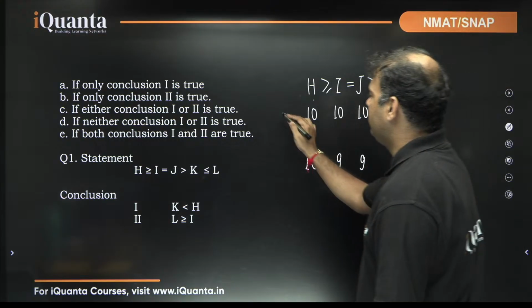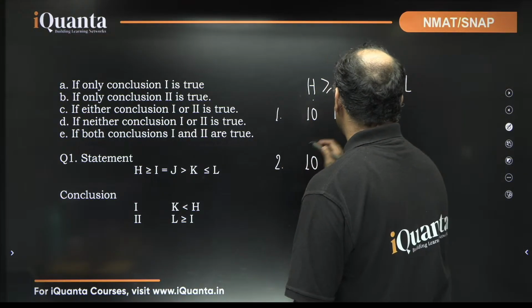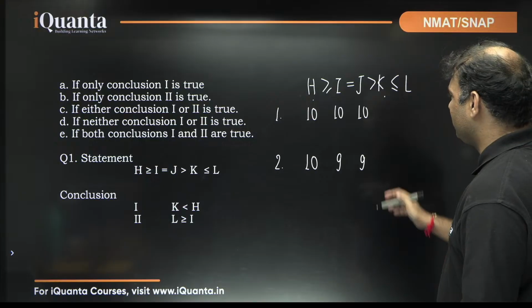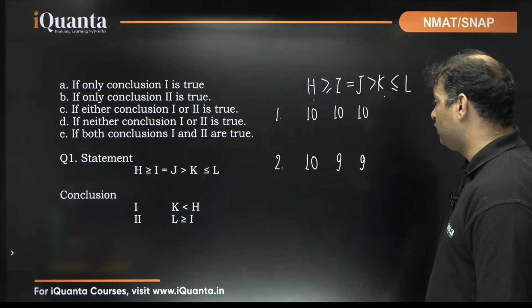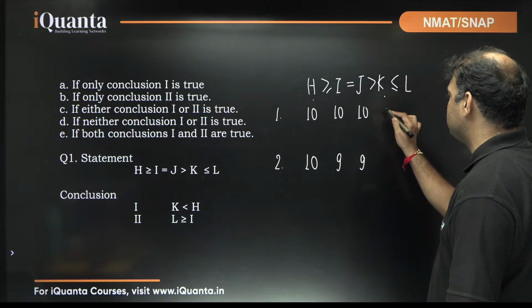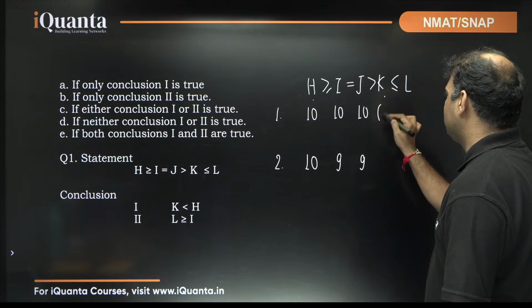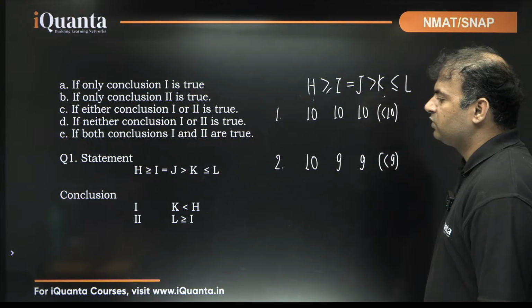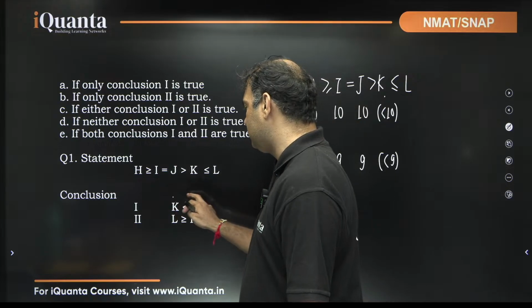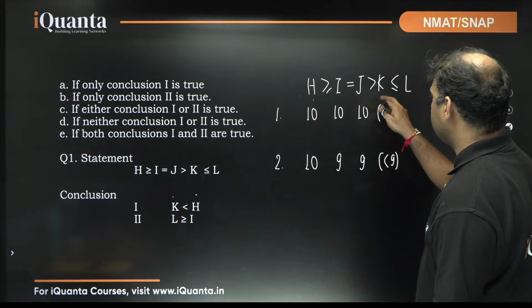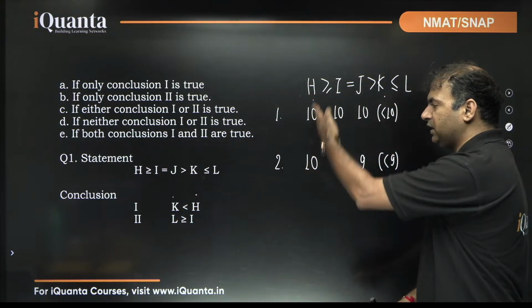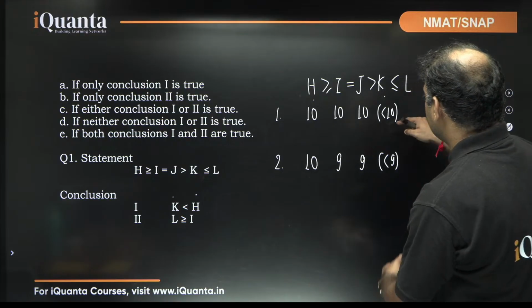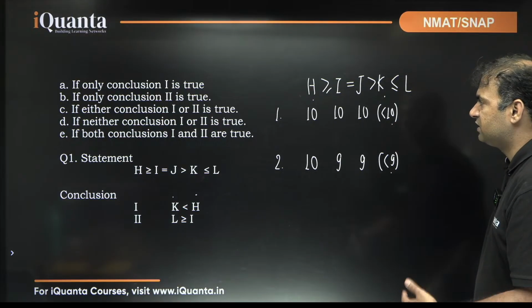I'm just taking a few cases here, alright? Now J is greater than K, right? So K must be less than J, or you can say K must be less than 10 in this case. Just write like this, that K is less than 10, alright? And here K is less than 9, okay? Now this conclusion was about K and H. So K is here and H is here. So guys, H is 10 in both the cases. And in the first case, K is less than 10. In the second case, K is less than 9.